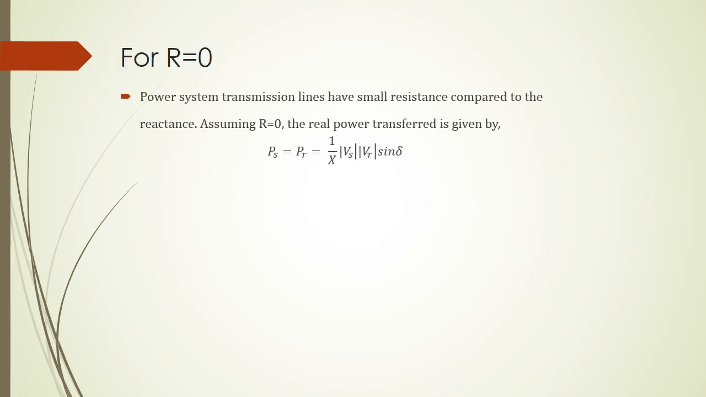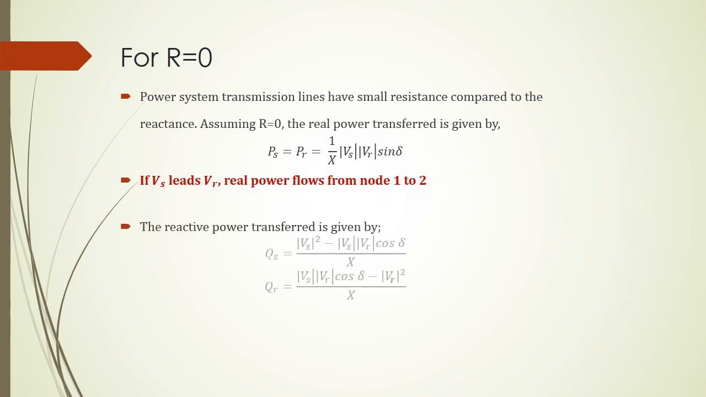For a transmission line that has very small resistance compared to the reactance, we can assume that the resistance is 0, and the real power transfer is given by this formula: Ps equal Pr equal 1 over X, Vs times Vr sine delta. So if the sending voltage leads the receiving voltage, the real power flow from node 1 to node 2 is given by this formula.